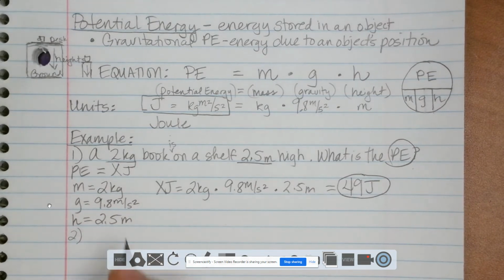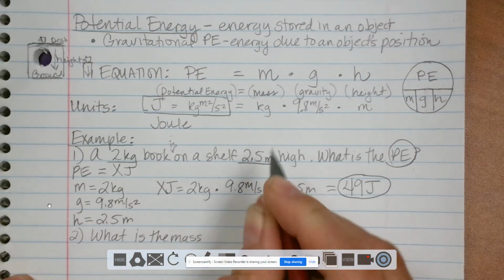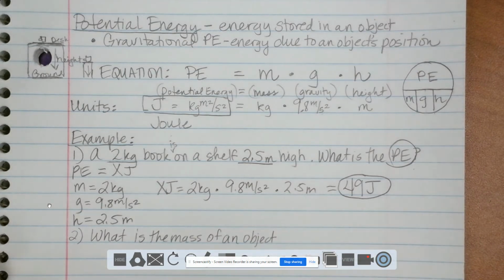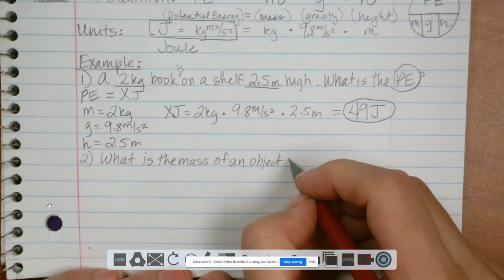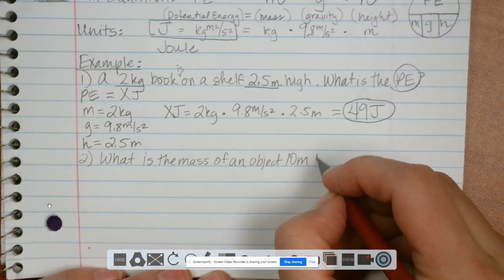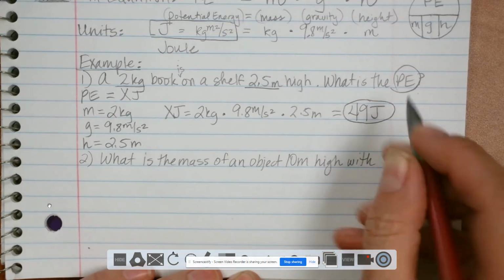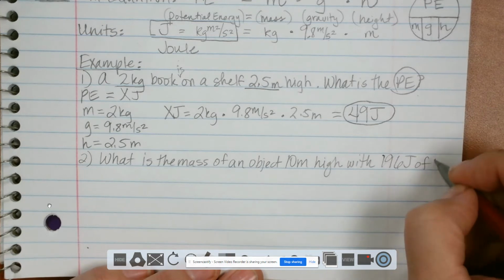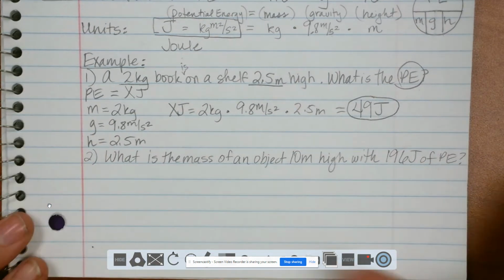This time let's look for something else. How about mass? What is the mass of an object? I'm very creative today on my objects' names. It's just going to be an object. 10 meters high with 196 joules of PE. Sorry, I'm squishing it to the end so I have more space. I'm running out of space on the bottom. So what is the mass?